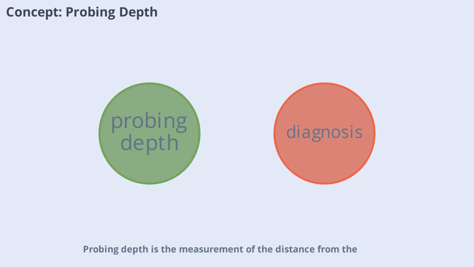Probing depth is the measurement of the distance from the gum margin to the base of the pocket around an implant. It is a key parameter in diagnosing peri-implantitis, with increased depths indicating disease progression. Accurate probing helps track changes and guide treatment decisions.